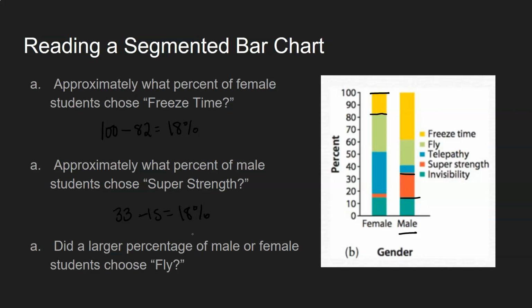We can also use this to compare. Did a larger percentage of male or female students choose fly? So we don't actually have to calculate this. We can see that more female students chose fly because the green bar for fly is larger in the female section than in the male bar.